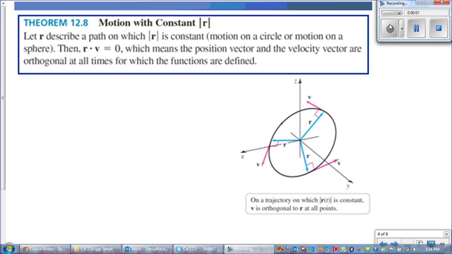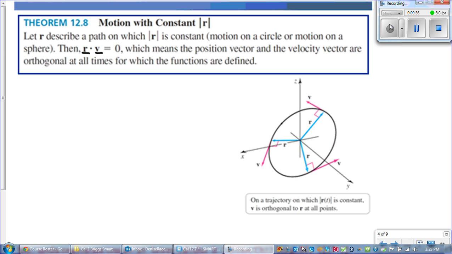Let's look at motion where the trajectory has a constant magnitude. Let R describe a path on which the magnitude of R is constant. Now, when the magnitude of R is constant, that means we have motion on a circle or motion on a sphere. In this case, R dot V will be 0. That means that the position vector R and the velocity vector V will be orthogonal at all times for which the functions are defined. So let's look at that situation.